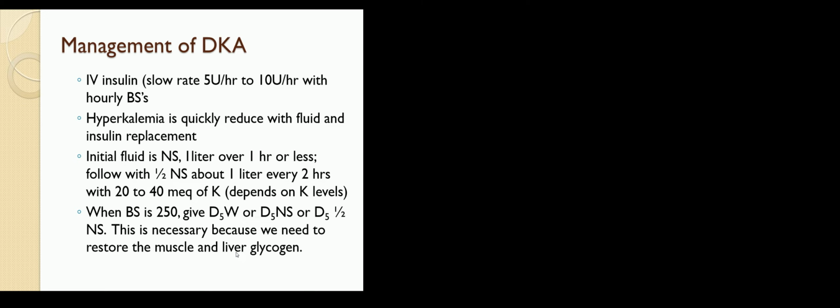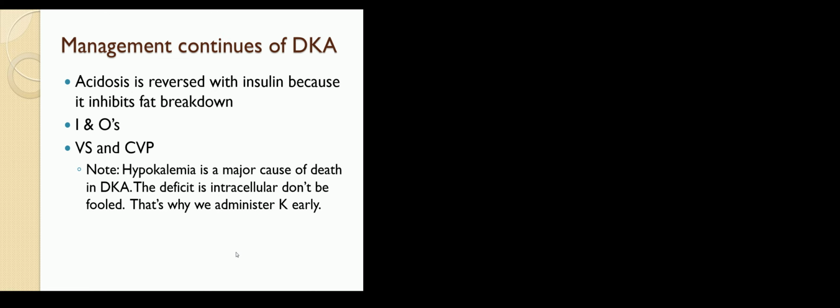And this is necessary because we've got to restore all those muscle and liver stored forms of glucose in the form of glycogen, because remember, we've depleted all that when our G words kicked in, trying to help because they knew the cells were starving. Acidosis is reversed with insulin because it inhibits fat breakdown. So once we get the insulin on board, we don't need to break down our fats and our proteins anymore, because insulin carries that glucose back into the cells to use for energy.